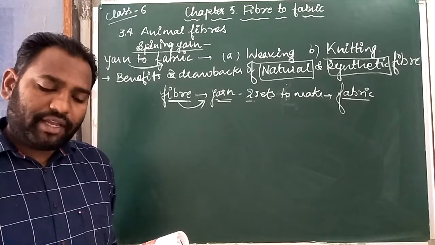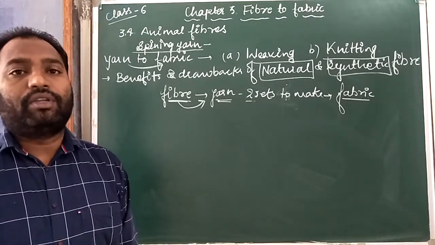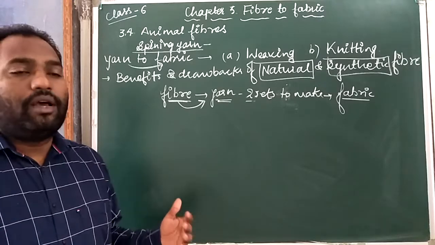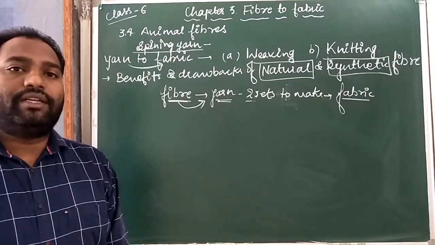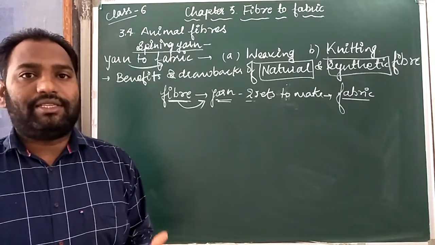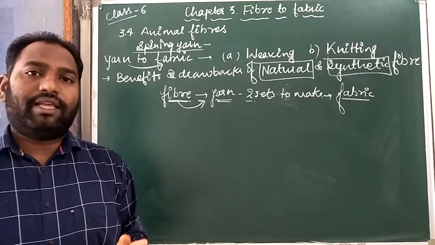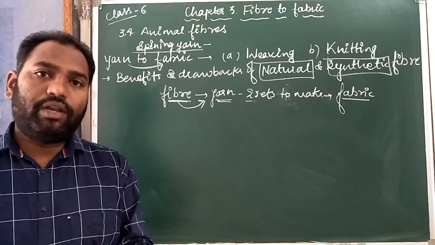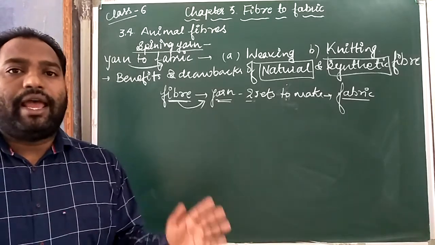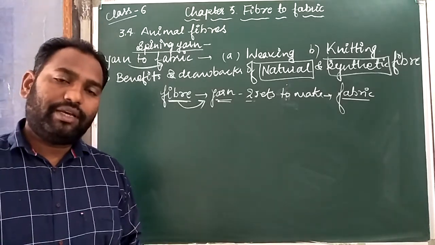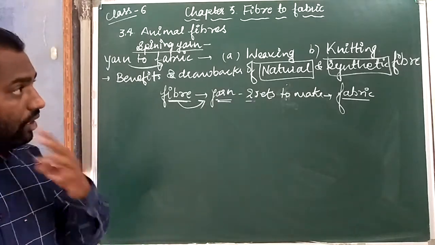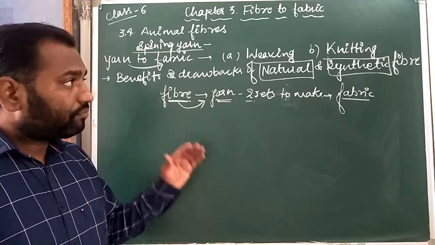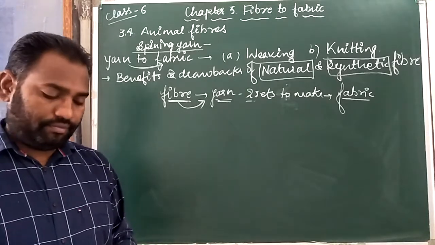Woolen fibers trap air in between them and thus retain body heat. Generally they are bad conductors of heat. That's why the body's warmth is kept inside and does not go outside, and the cold air is kept out. So in the winter season, we generally use woolen clothes.